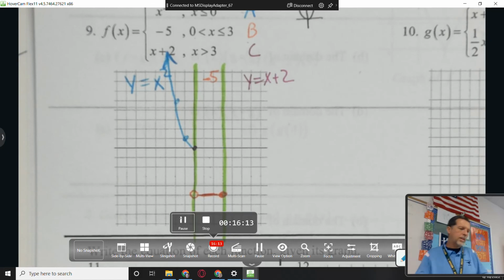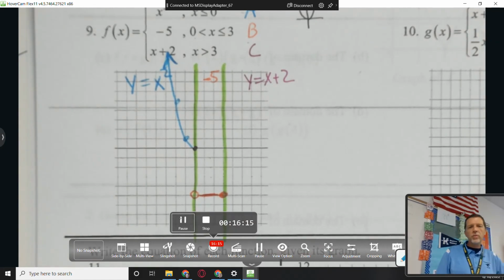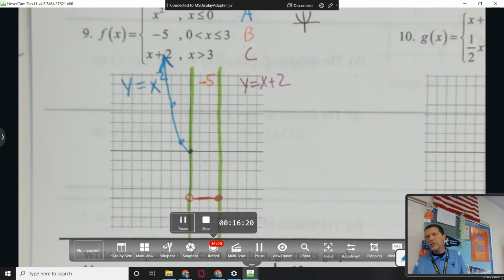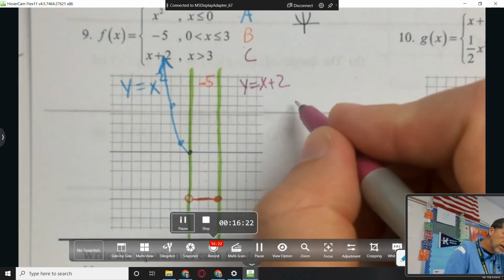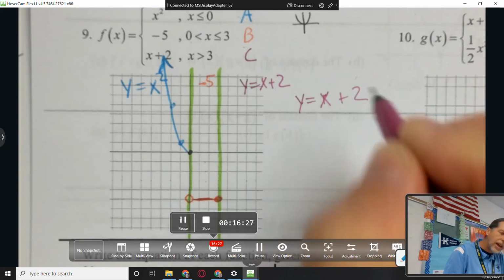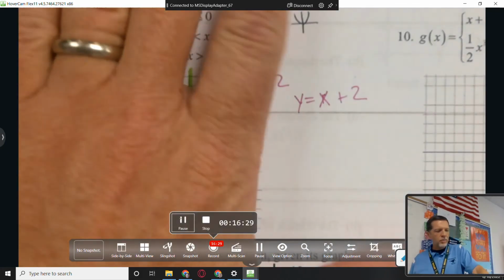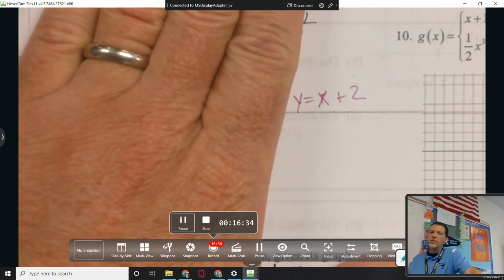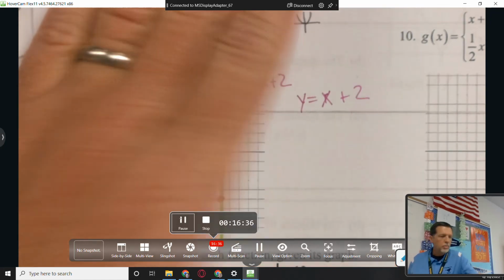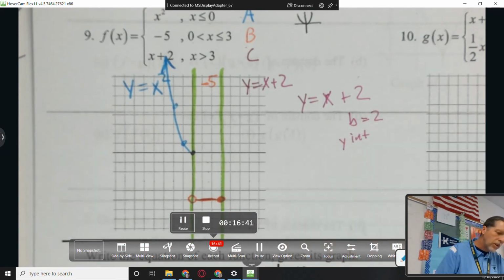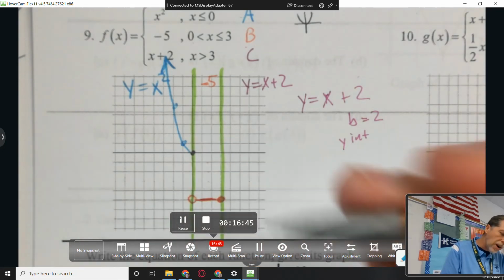Okay, and then lastly, I want to graph y equals x plus 2, but I'm only allowed to graph it when x is bigger than 3. Here's where we run into trouble, because how do you normally graph a line? So forget this piecewise stuff. If I ask you to graph y equals x plus 2, what would you do first? The plus 2, because b equals 2, or the y-intercept is 2. So you would go up to 2 on the y-axis, because it's the y-intercept.